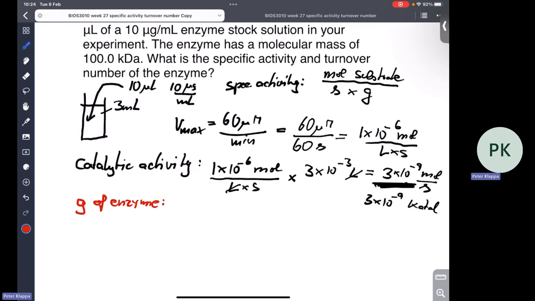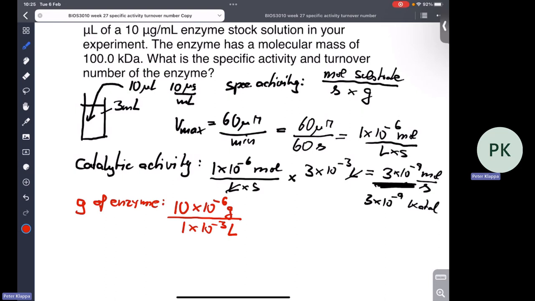Now we know that we have a stock solution of 10 micrograms per milliliter. So that would be 10 times 10 to the minus 6 gram per 1 times 10 to the minus 3 liter. That's the conversion. Yeah? 10 to the minus 3 milli, 10 to the minus 6 micro. I've got the grams in the right position, but I need to get rid of the liter.